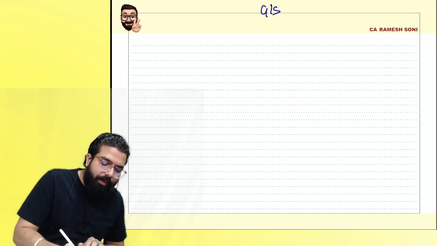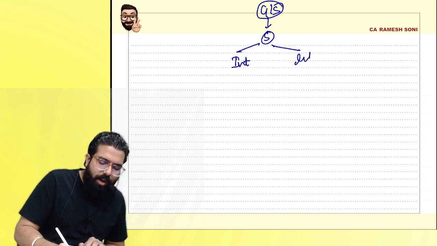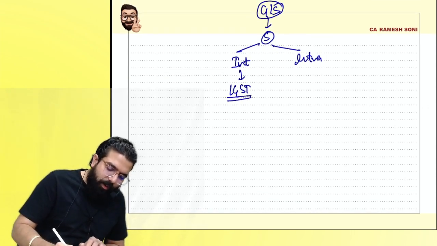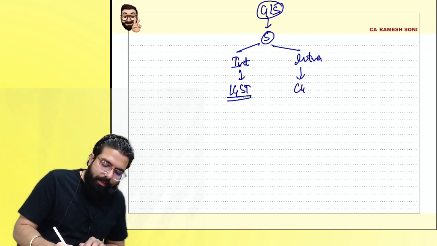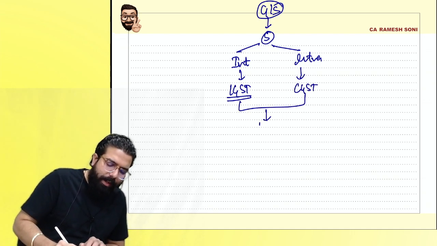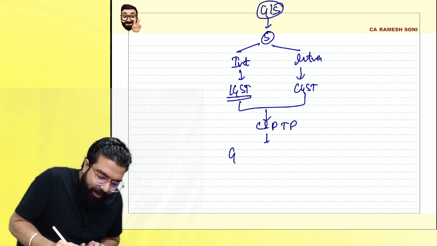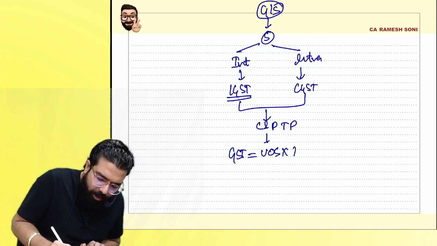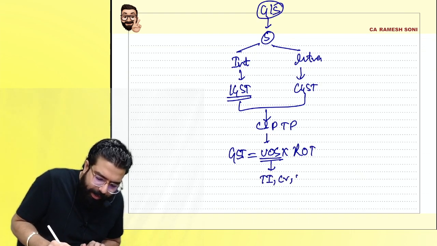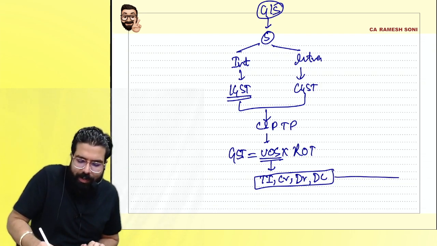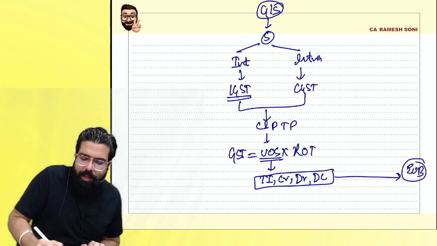Whenever goods or services are being supplied, supply can be either interstate supply or intrastate supply. What will happen? GST will be levied. Once GST is levied, it has to be collected and paid by a taxable person. How will you collect, everyone? GST is equal to value of supply into rate of tax. Once you know the value, you will prepare tax invoice, credit note, debit note, delivery challan. Yes, everyone. And you will send the goods to the other person with the help of an e-way bill.